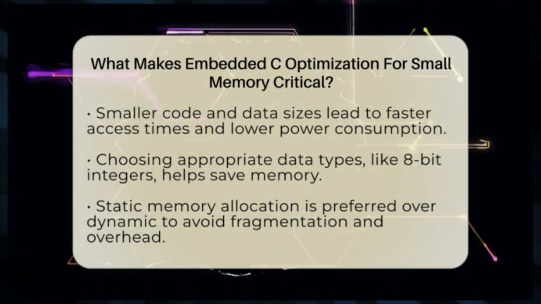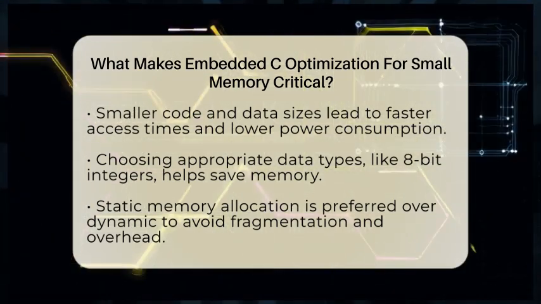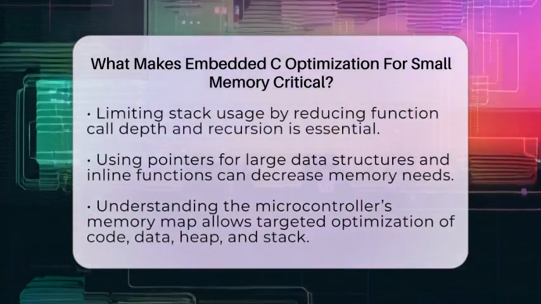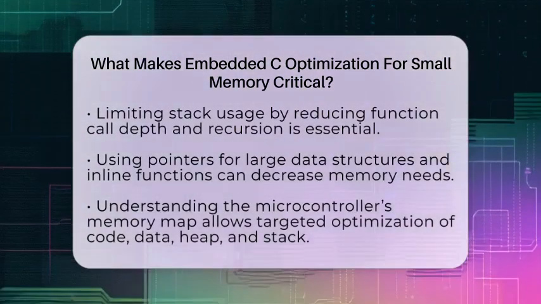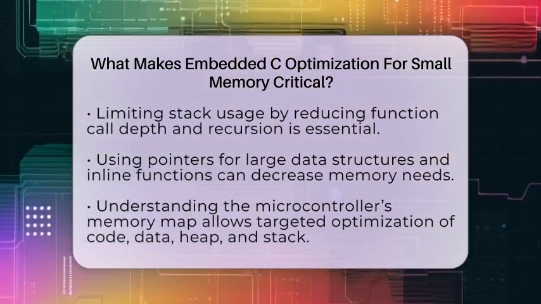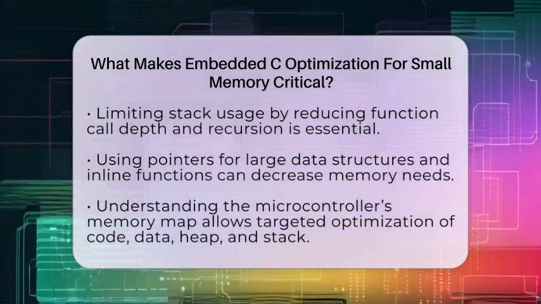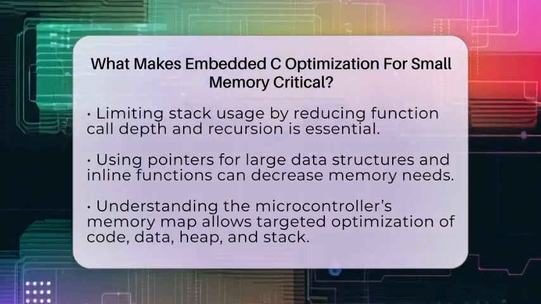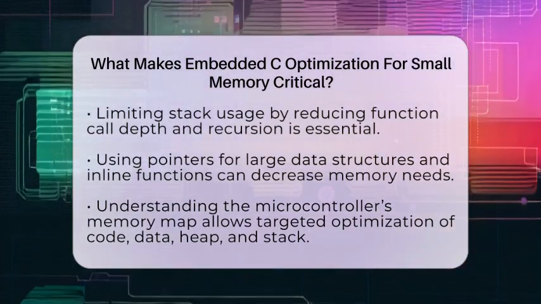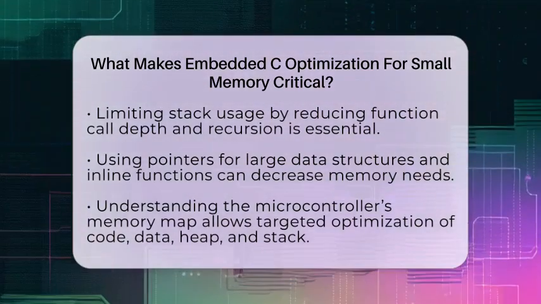Minimizing stack usage is another key. Limit function call depth and recursion. Pass large data structures by pointers instead of copying them. Inline functions can also reduce memory needed for function calls. Writing simple, short code and removing unused parts helps keep the program size small. This is especially important because the program code lives in ROM.